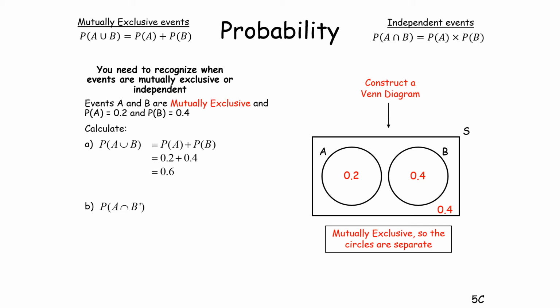Part B of the question, we're going to find probability of A intersection with not B. A intersection with not B is just probability of A. It doesn't intersect with B, so it's just going to be 0.2. Part C, we're going to work out probability of not A intersection with not B. We could simply write this as 1 minus probability A union B, which is 1 minus 0.6, gives you 0.4.